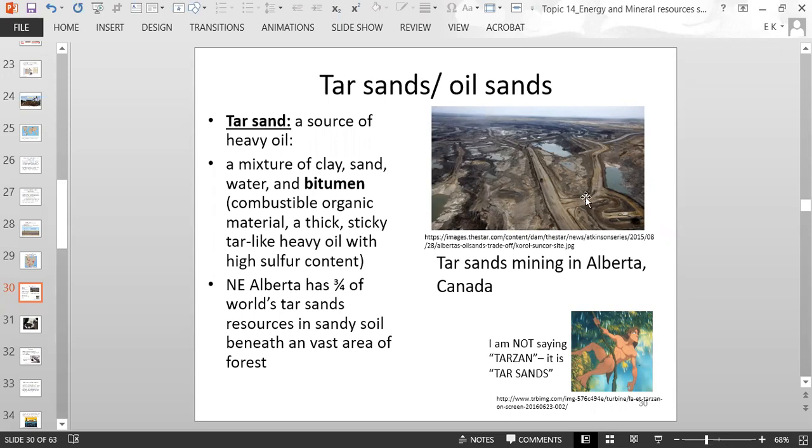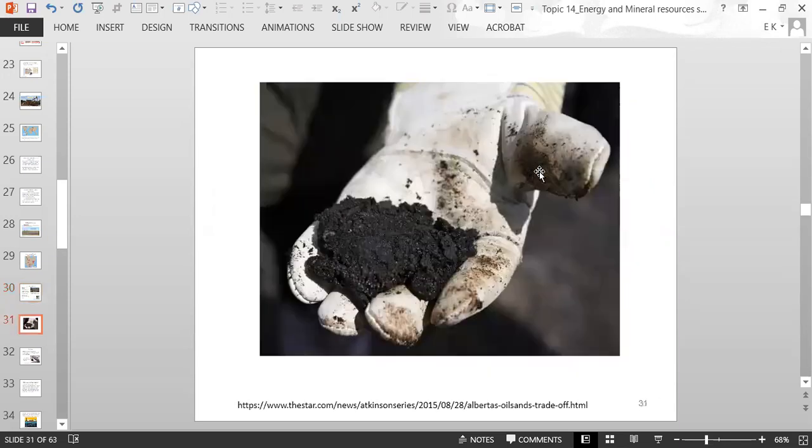So this shows you tar sands mining in Alberta. And this is the sand with the hydrocarbon in it.